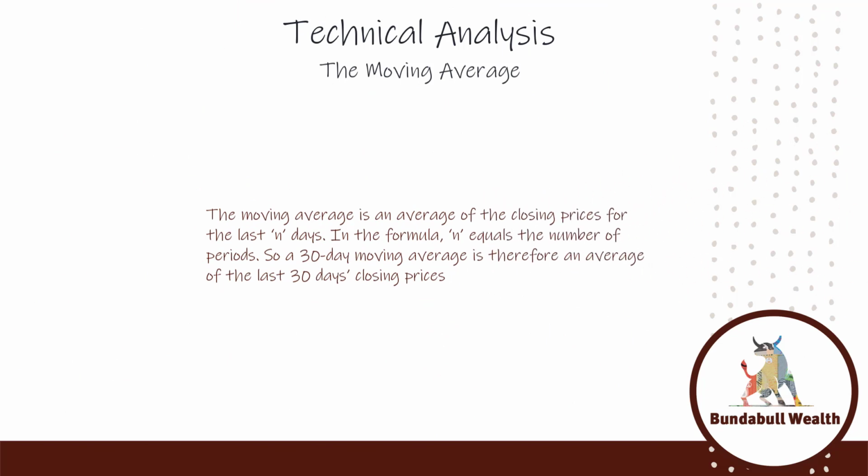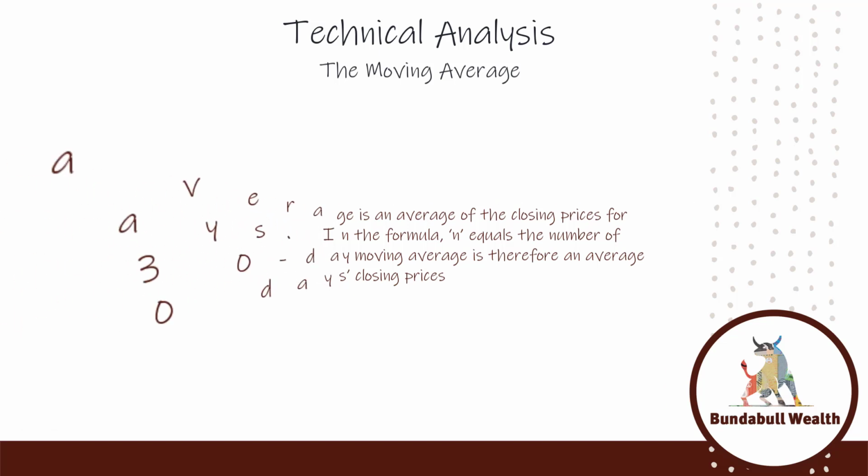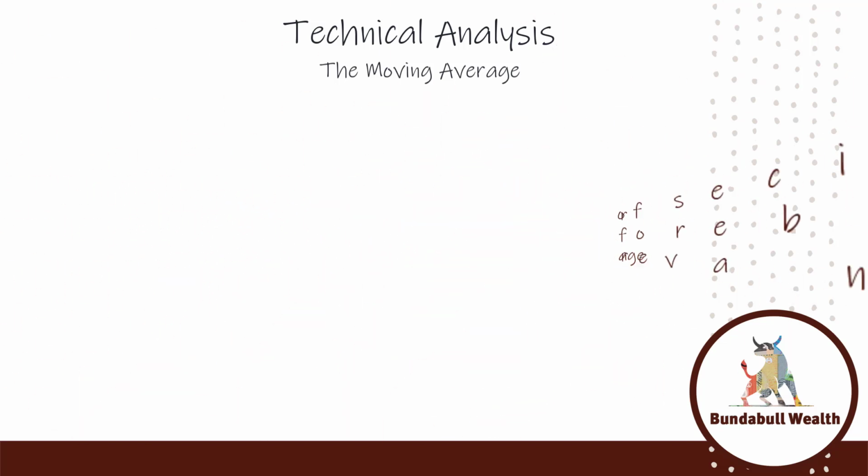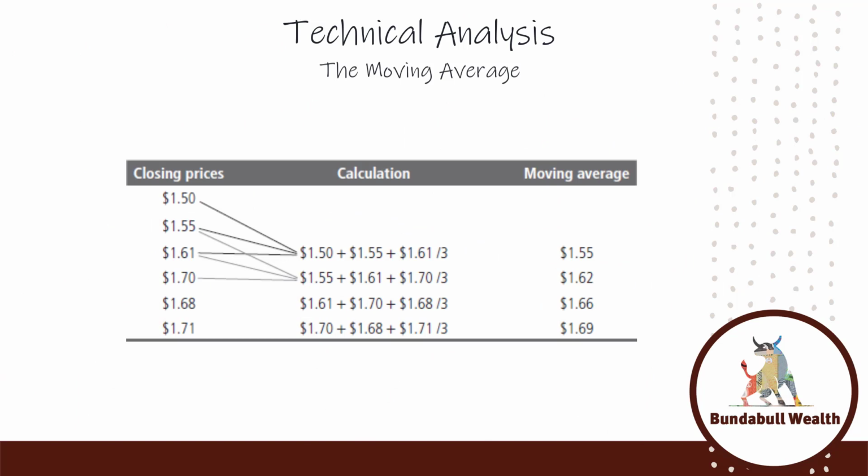In the formula, N equals the number of periods. So a 30-day moving average is therefore an average of the last 30 days closing prices, rolled forward one day at a time. Similarly, a 3-day moving average is an average of the last 3 days, rolled forward one day at a time. This picture here may help to show you what I mean and how to calculate a moving average. All we're doing is adding up the total of the last N periods closing and then dividing by N.